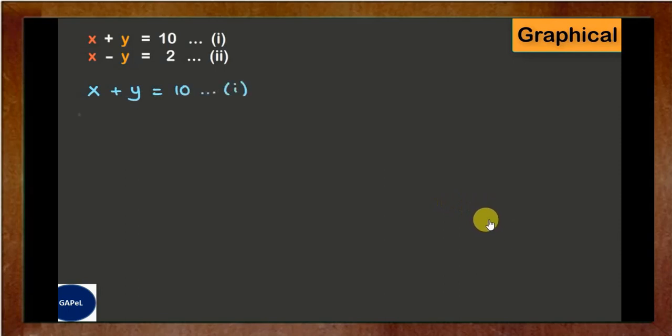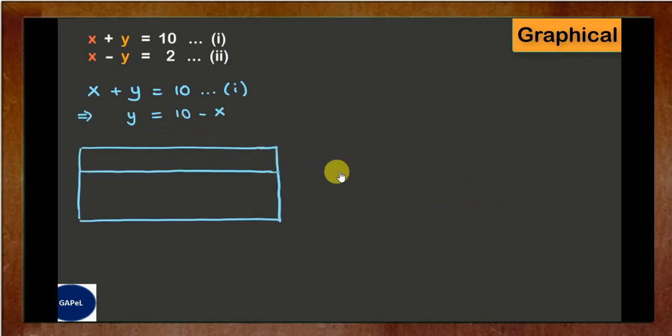So x plus y equal to 10. This is my first equation. So now I am writing this equation in terms of y, because I will be taking the values of y. So I'll make one table and I'm writing x, y, x comma y.